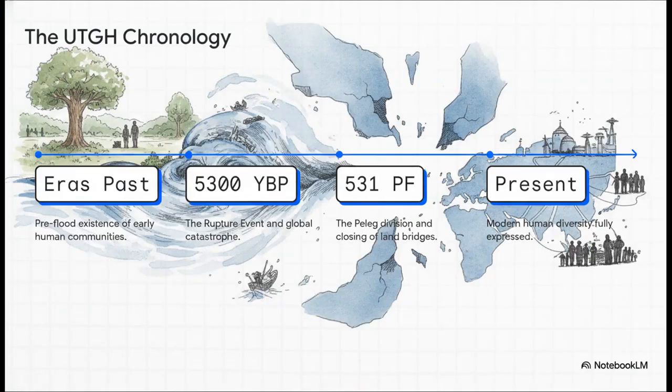To build a picture of human survival following a literal global reset, the UTGH framework proposes a very specific chronology. It maps it out chronologically, starting with a pre-flood world, followed by a catastrophic rupture event roughly 5,300 years ago. Then, about 531 years after this flood, the model identifies the Peleg division. This is a period where rising sea levels supposedly sank connecting land bridges, ultimately locking migrating populations into completely isolated regions.